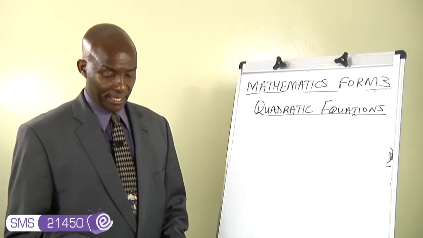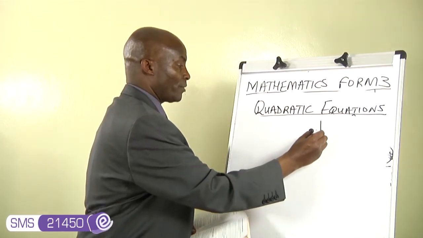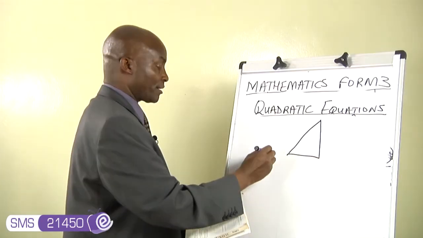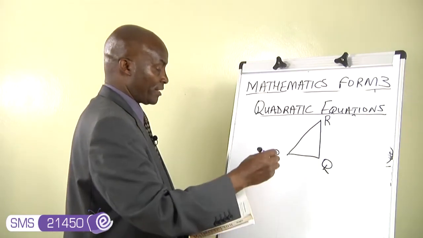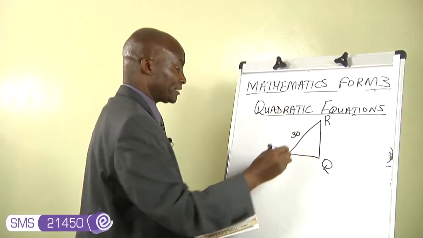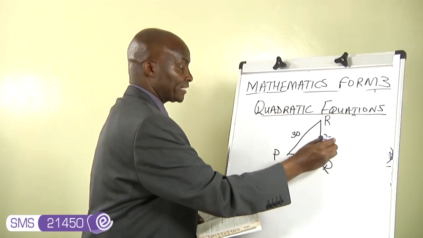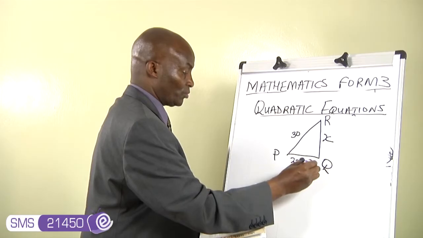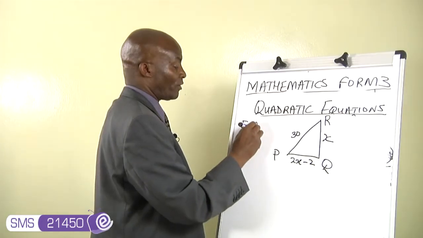So I will start by representing that question using a diagram. I will draw the right-angled triangle PQR, where we are given that PR is 30 centimeters and QR is x centimeters, and then PQ is 2x minus 2 centimeters. So the question is, find x. That's our problem.